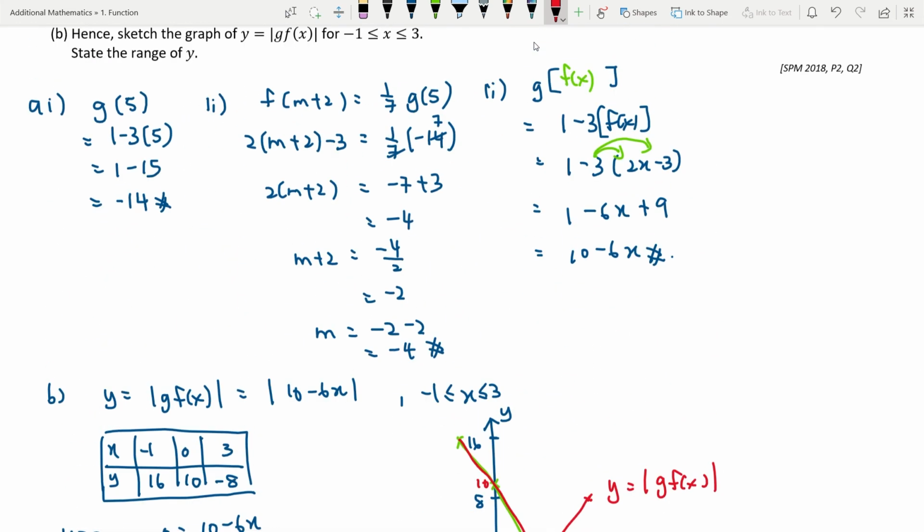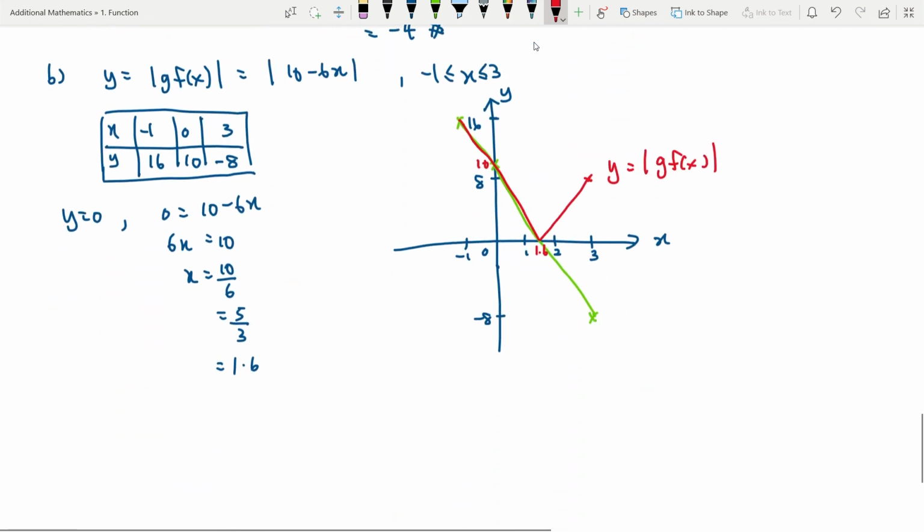We are asked to state the range of y as well. So the greatest value is 16 and the smallest value is 0 when the domain is between -1 and 3. We have y is between 0 and 16.